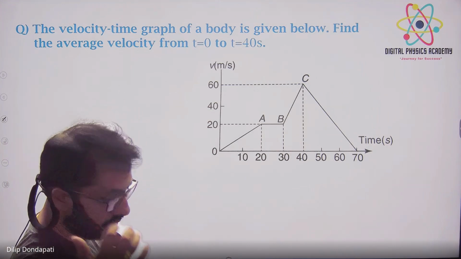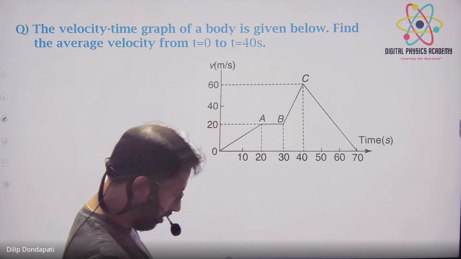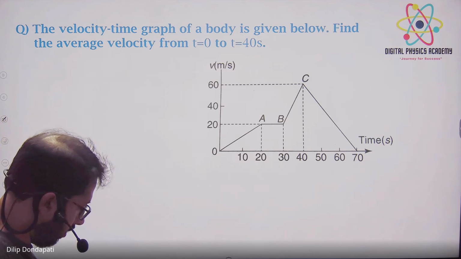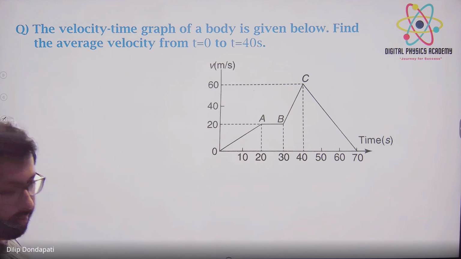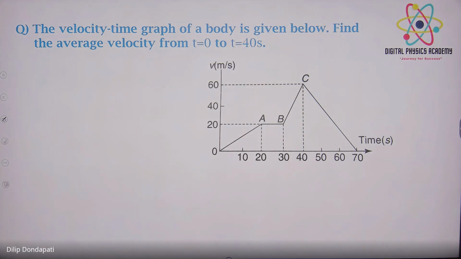Sir, in the BC trapezium, will the height be 10? Area of trapezium is the sum of parallel sides into height. The parallel sides are 20 and 10, right? Sir, I got 70 meters per second.